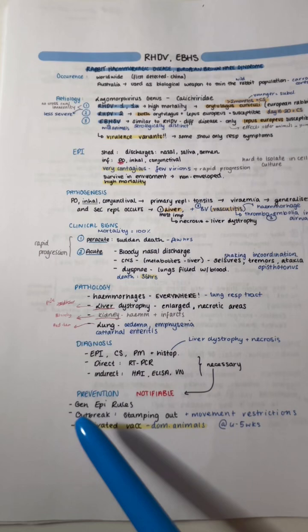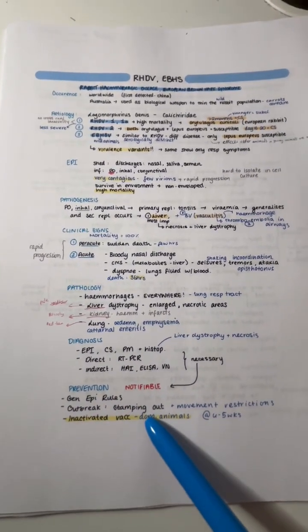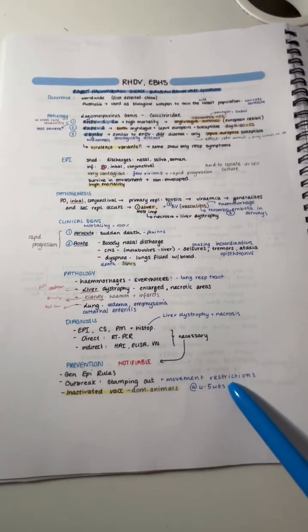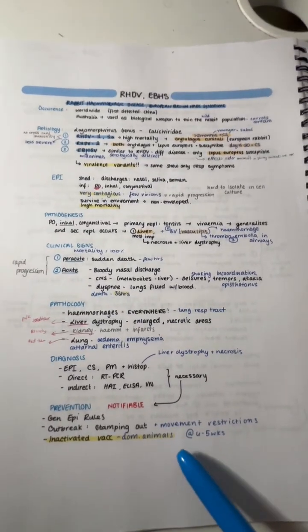For prevention, follow the general epidemiological rules. If there's an outbreak, then carry out stamping out and have movement restrictions. And there's an inactivated vaccine for domesticated animals, and it's given around 4 to 5 weeks.